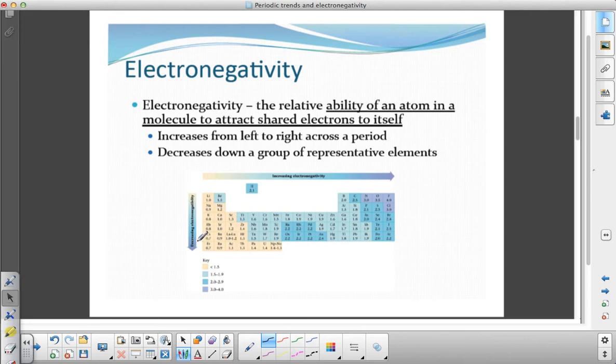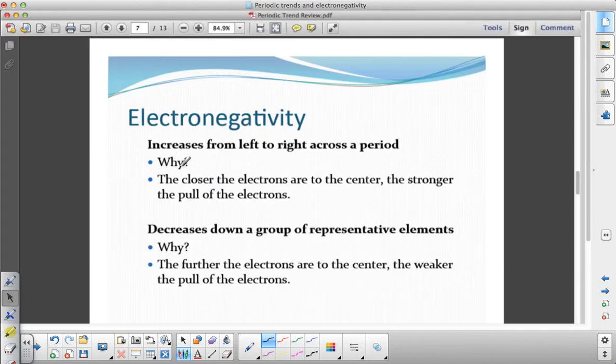Okay, so electronegativity and the ionization energies kind of go hand in hand whenever we're dealing with trends. So why do these trends occur going from left to right? The closer the electrons are to the center, the stronger the pull of the electrons. Why do they decrease? Well, we had just mentioned the further the electrons are from the center, the weaker the pull of the electrons. So whenever they're out there really high by themselves, out there in their outermost shells, they just do not have that positive pull from the nucleus anymore. So therefore, it's very easy for those nonmetals that are more electronegative to simply steal it.